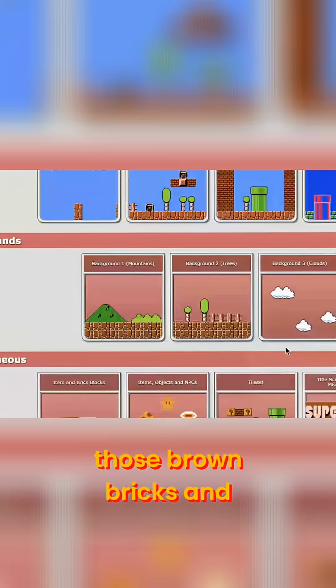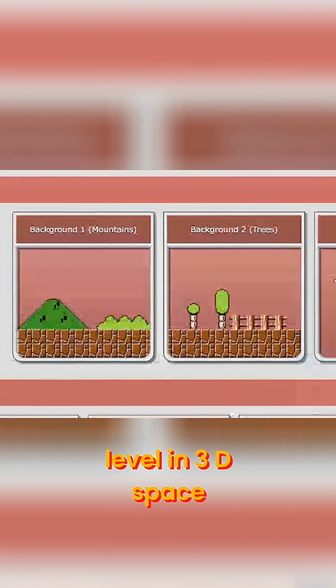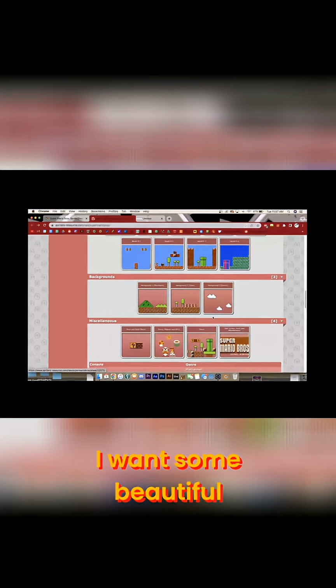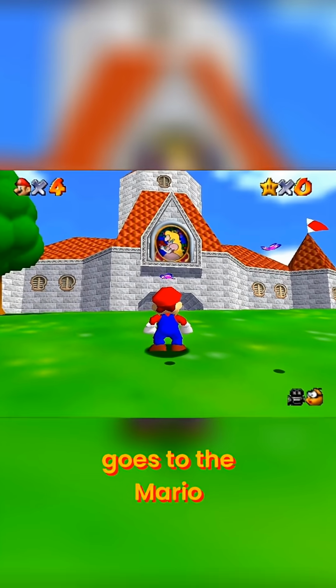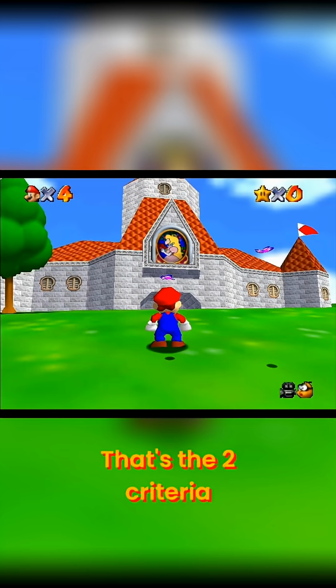Then the second mark, I wanted to build a 3D world out of these 2D sprites. So in the first Mario, all we have are those brown bricks, and they're cool, they're iconic, they look great, but for a whole level in 3D space, it would just be way too much brown. In my brain, I want some beautiful grass, because my brain goes to Mario 64 running around. I want some green grass, I want some blue overalls. That's the two criteria. Let's find the Mario game that fits it.